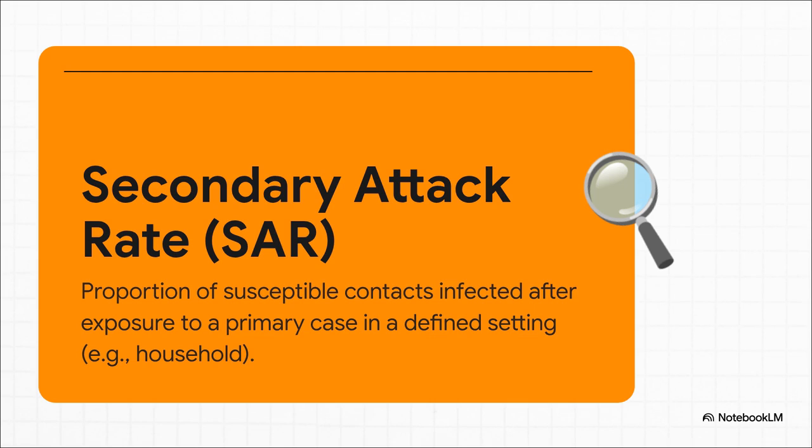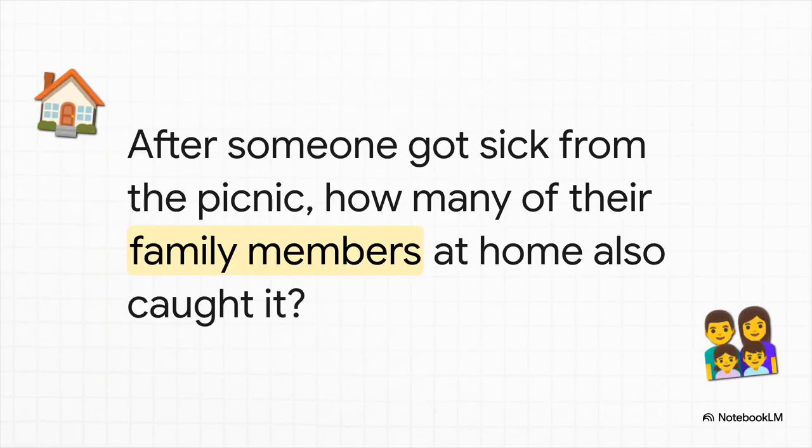The definition here is super important. It's the proportion of susceptible contacts, people who could get sick, who do get sick after being around someone who was infected at the original source. See, we're not looking at the picnic anymore, we're looking inside people's houses. So let's say someone from the picnic goes home sick, and a few days later their spouse catches it too. Bam, that's a secondary case. The SAR basically measures how often that happens.